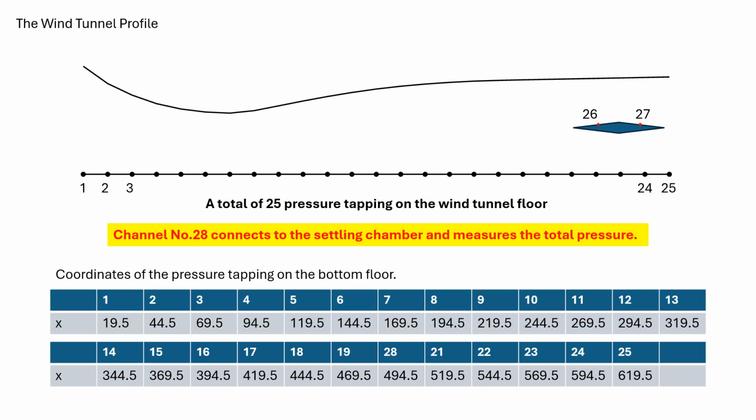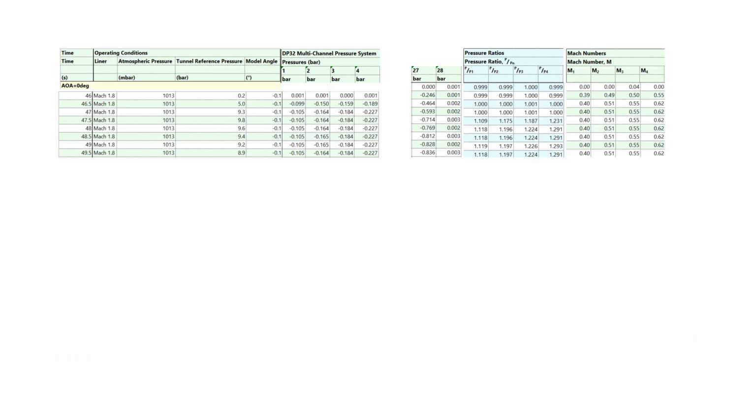These are the coordinates of the pressure tappings along the bottom wall. You can use this to generate your flow simulation domain and compare with the experimental measurement. After measurement, the wind tunnel will output an Excel file that gives you the experimental result. If you open it, the structure looks like this.